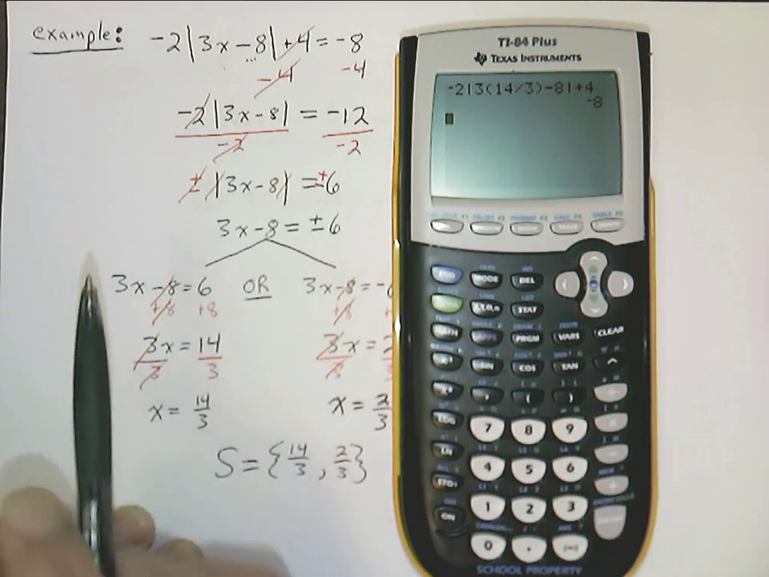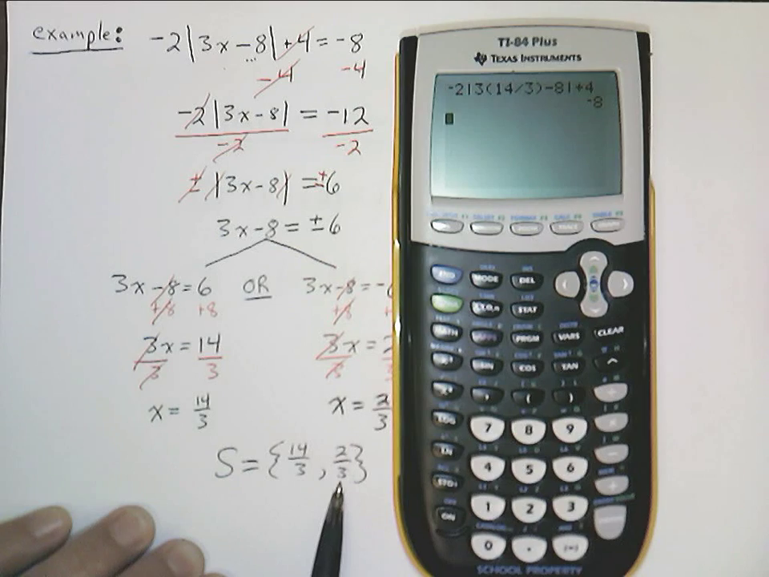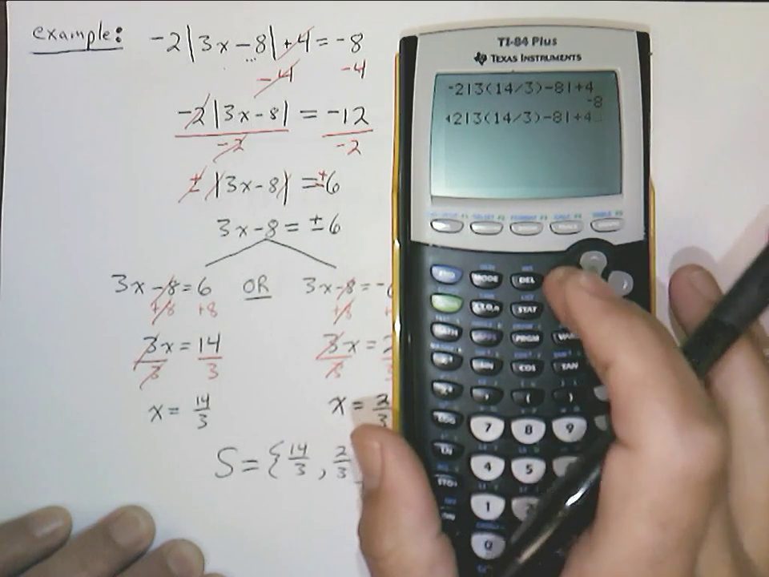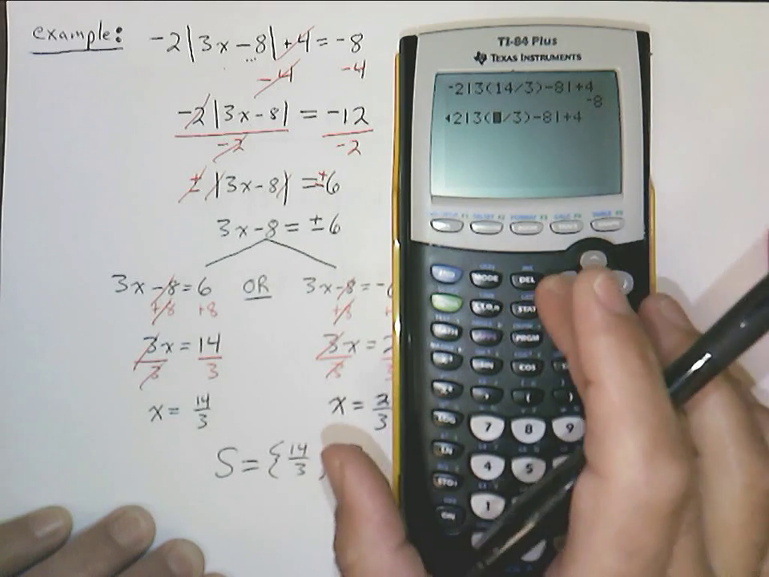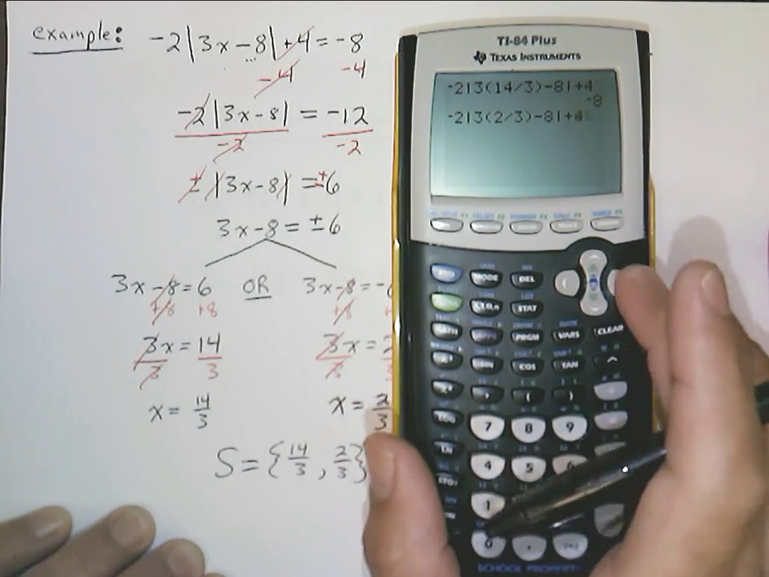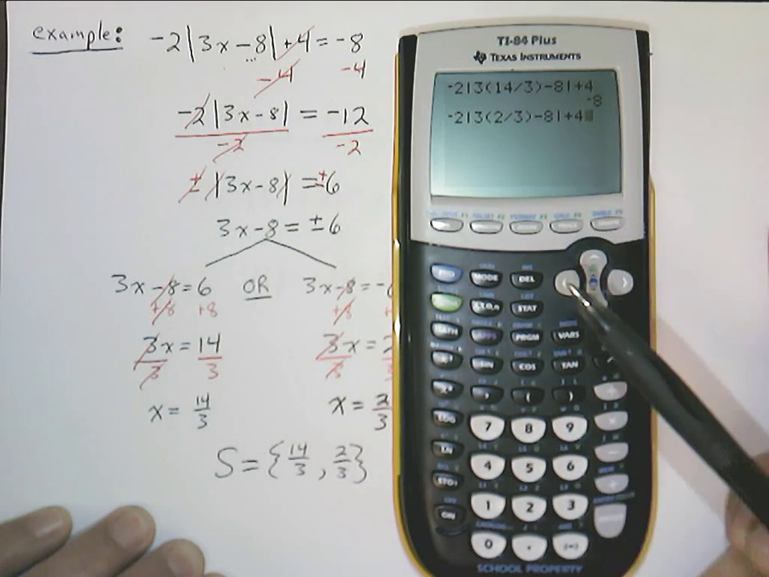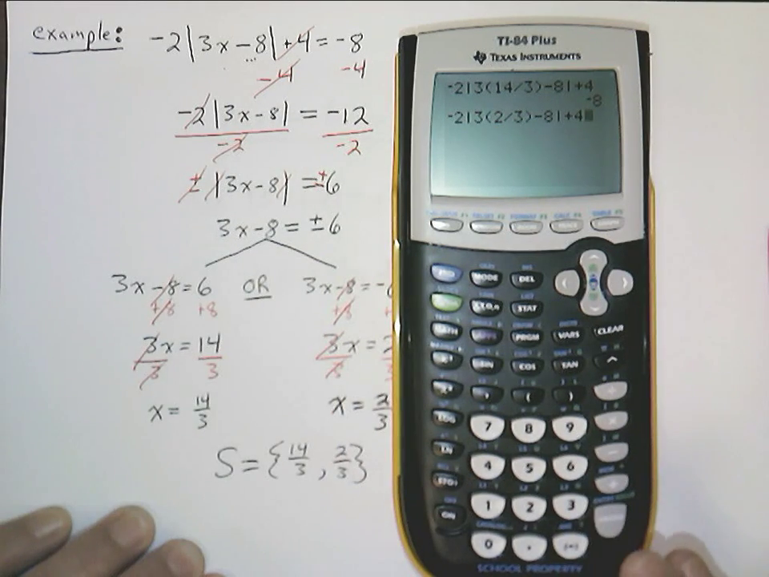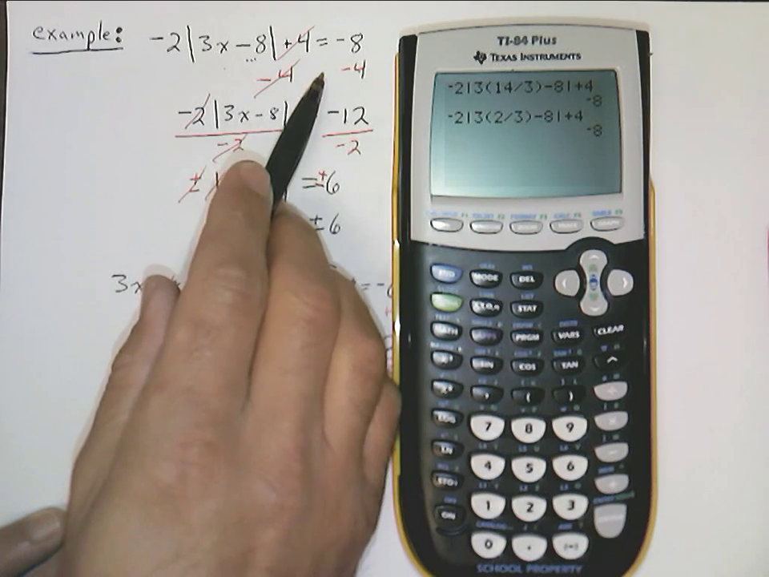But that's just checking the one solution. We also have to check the other solution of 2/3. I can do that, and it's a little bit simpler if we just bring up what I typed in last and edit this 14/3 in here. So you see "entry" on the enter button. If I hit second and then hit enter, it brings up the last thing that I typed in. Now if I just scroll over here, I'll delete the 1 and I'll overwrite the 4 with a 2. And we see now that I've got -2 times the absolute value of 3 times 2/3 minus 8 plus 4. That's what I get when I just plug in 2/3 here for x. And I should get a -8 out when I hit enter, and sure enough, yes I do. So both of our answers are solutions to this original equation.